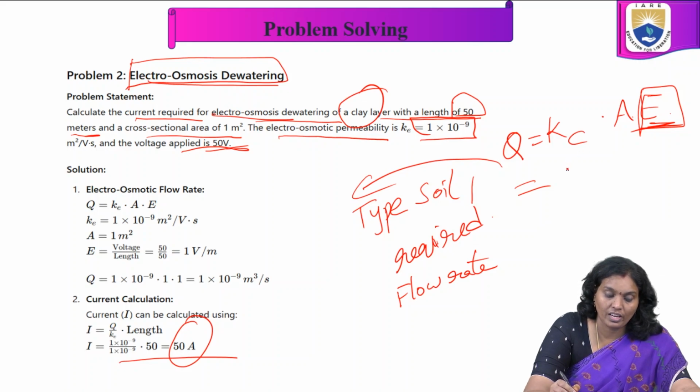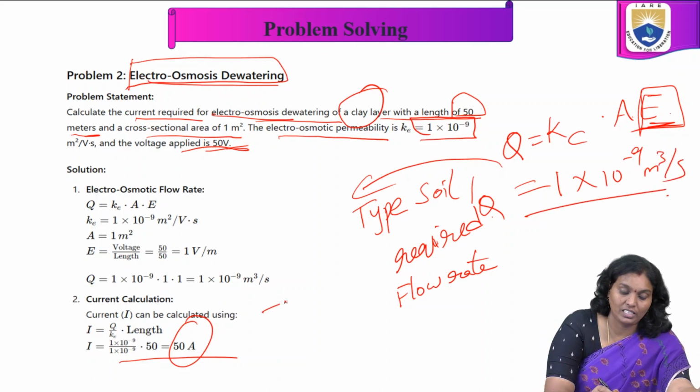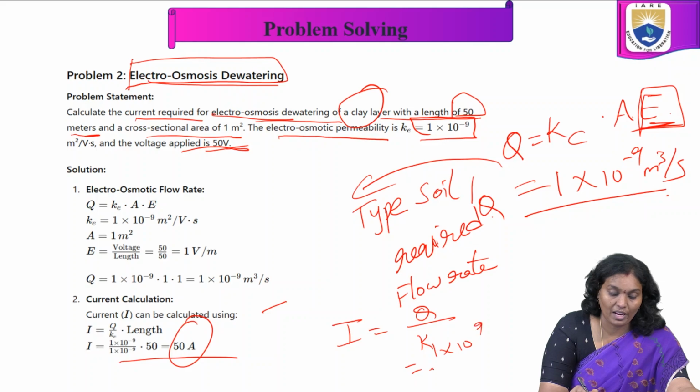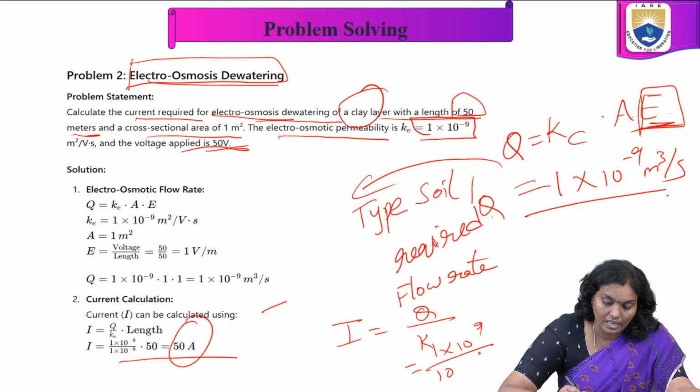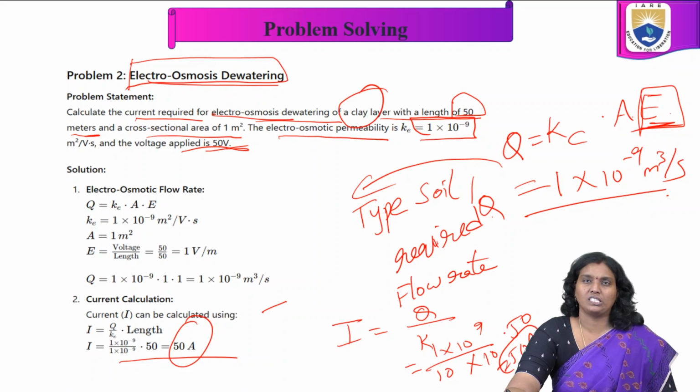So now we are going to apply all the numerical values. Finally, we will get discharge equal to 1 into 10 to the power of minus 9 meter cube per second. So now we are going to calculate how much it is using, that is equal to Q by K, that is equal to 1 into 10 to the power of 9 by 1 into 10 to the power of 9 multiplied by 50, that is equal to 50 into 50A. So this is the calculation which we follow for this electro-osmosis dewatering.